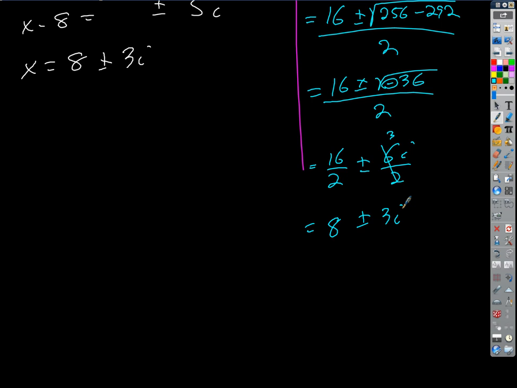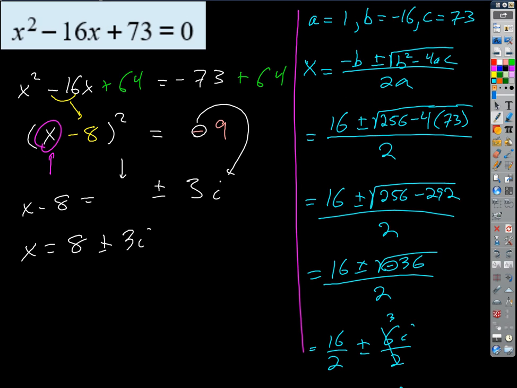Okay, which one's easier? I honestly kind of prefer completing the square, but they're both pretty equal, right? So in this case, I would say if the coefficient of x squared, if a is equal to 1, take your pick. You could either complete the square or use the quadratic formula. It doesn't really matter. They're both about equally easy.